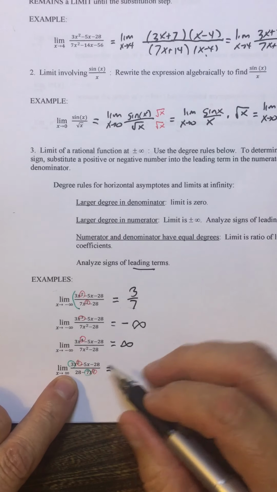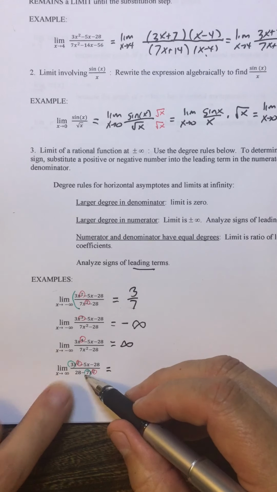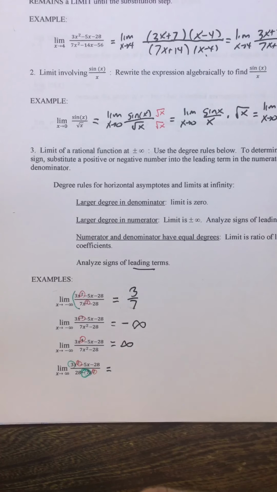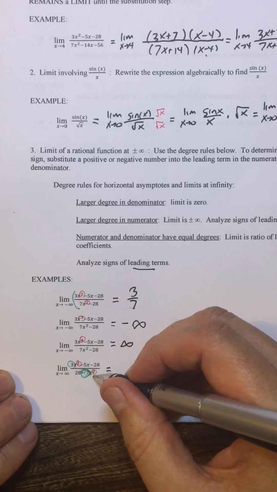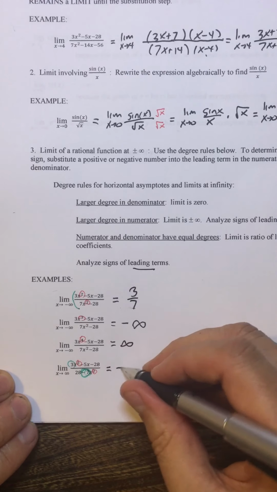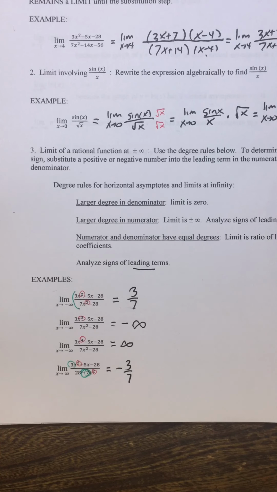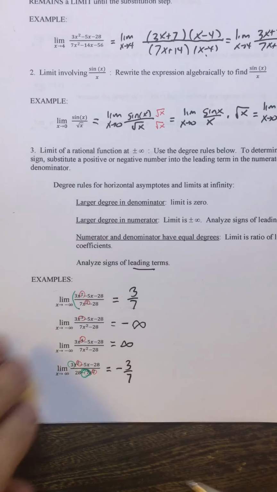Oh, but that's tricky, isn't it? I'm glad I had to think about that. Because this coefficient is 3, but this coefficient is actually -7. So if I think about a large positive number in here, x squared, positive, negative, it's going to be -3/7. So just think about the signs of your limit. The limit as x approaches negative infinity would also be -3/7.